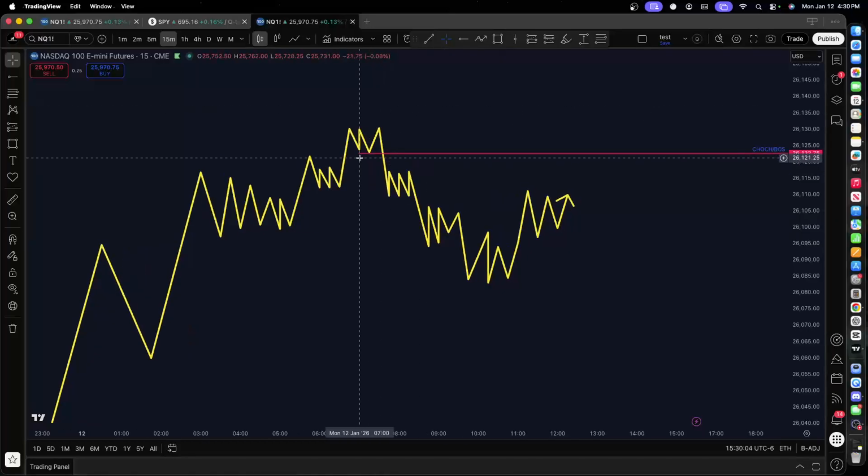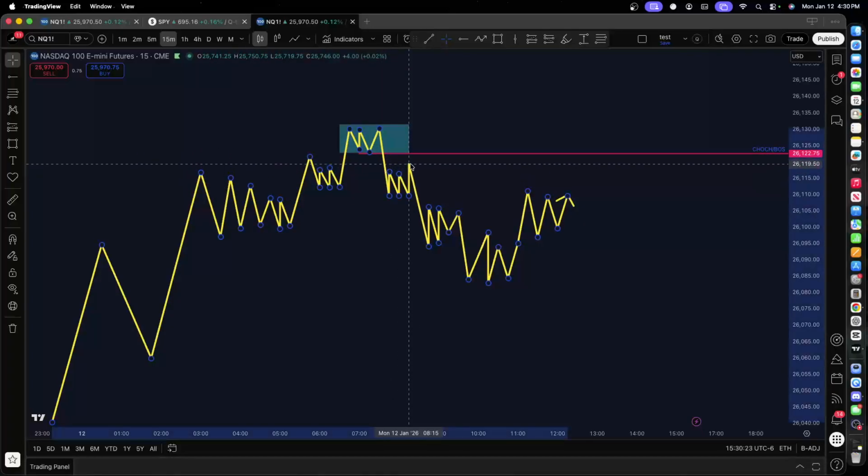This is why all change of characters are break of structure. That's why I literally have /BOS. I didn't even realize that. Because we broke structure. If structure is this point right here, this little rectangle, we broke it to the downside. Now that break also changed character, right? Because it puts us into a downtrend.